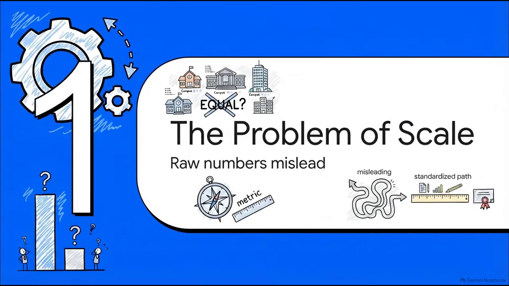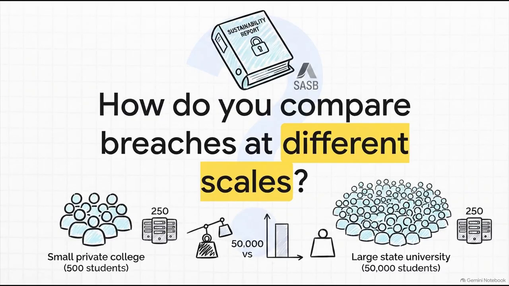Section 1. The problem of scale and how raw numbers can really mislead us. Imagine you're looking at a sustainability disclosure, right? Specifically one concerning data security, which is a massive topic in the SASB standards. You see that a school had a data breach affecting 250 students. Now, you've got to ask yourself, is that a catastrophic failure or a relatively contained incident?